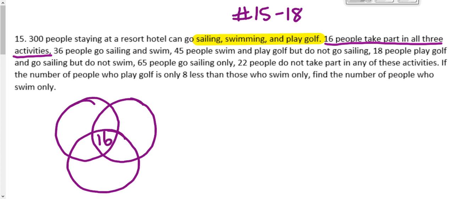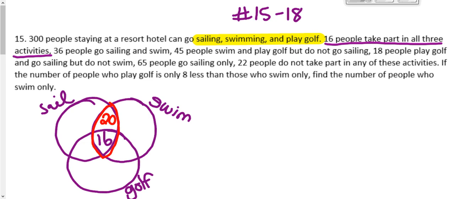I'm going to make sure that I label each circle before I get too far. So we have sailing, we have swimming, and we have golf. Okay. Then it says 36 people go sailing and swimming. So sailing and swimming is right here. And that's a total of 36. So be careful, don't just put 36 in the empty triangle there. We already have 16 accounted for. So that only leaves 36 minus 16, 20 left over there.